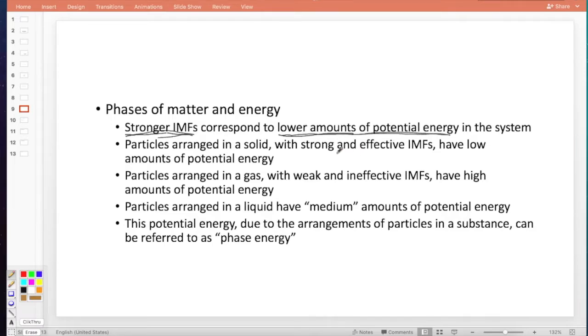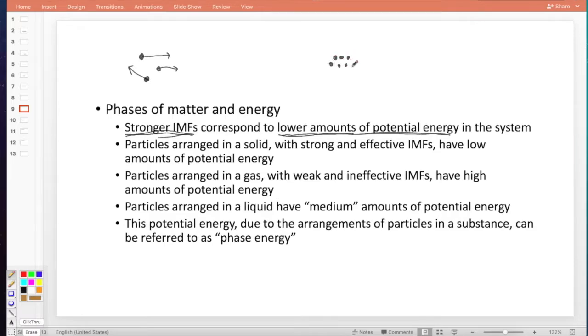We've been talking about thermal energy, the energy due to the motion of particles in the system. And now we're bringing up potential energy, which is energy due to the arrangement of particles in a system.